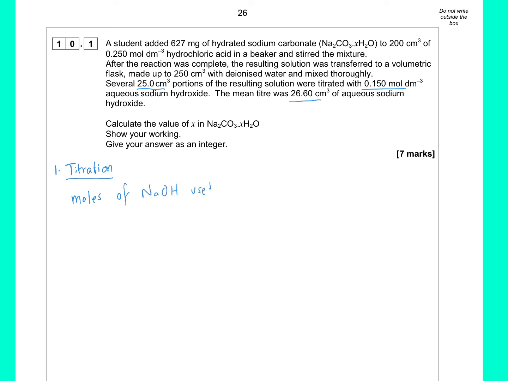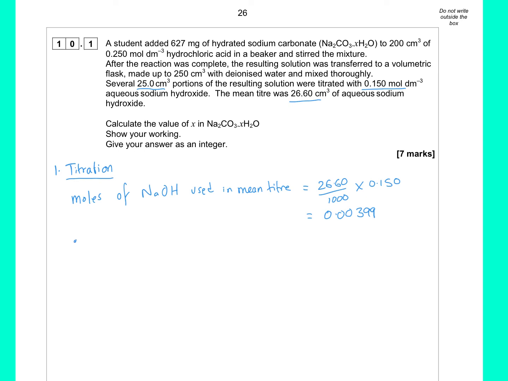So if we look, we've been given plenty of information about the sodium hydroxide. We've been given its volume and its concentration. So first job, stick with what you know. You can work out the moles quite easily. So the moles of sodium hydroxide used in the titration is going to be 26.6 over 1,000 times the 0.15. So that will give us a number of moles of 0.00399.